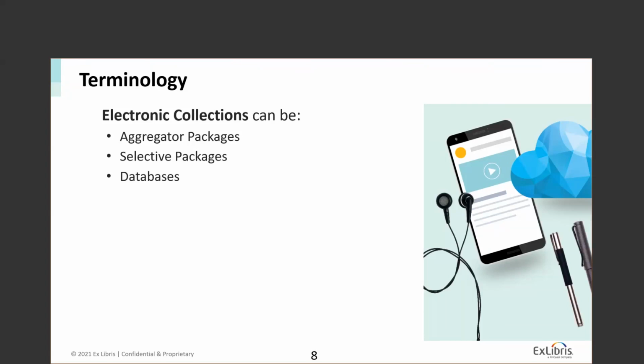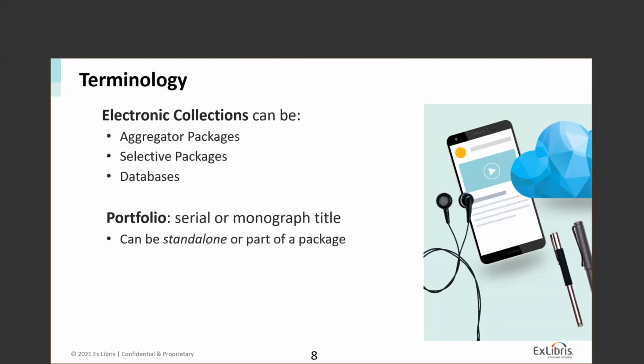Those types of packages in Alma are databases. Now, I mentioned along the way that there is another word called portfolio, which is sort of the same as calling a title, but there's an important difference. A portfolio is an individual title, a serial or a monograph title, that is part of, or probably included in, a package, an electronic collection. Some portfolios are standalone. Most of them are built into the collections.